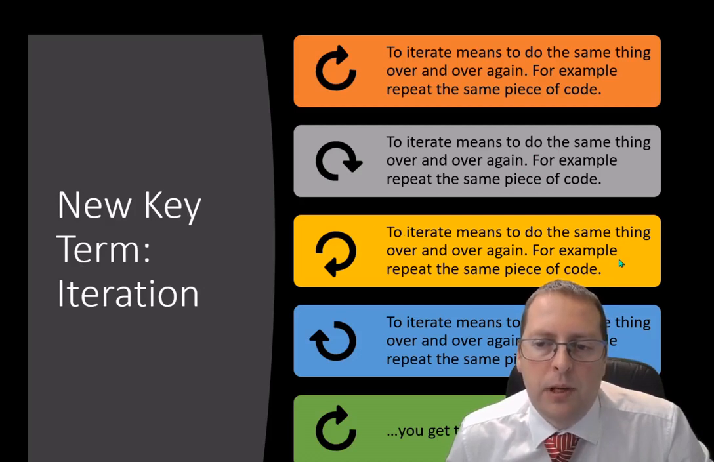And now the yellow one. To iterate means to do the same thing over and over again. For example, repeat the same piece of code. So hopefully you've realised that I've repeated the same sentence over and over again, and that is what iterating actually means. To iterate something means to go over it again and again.